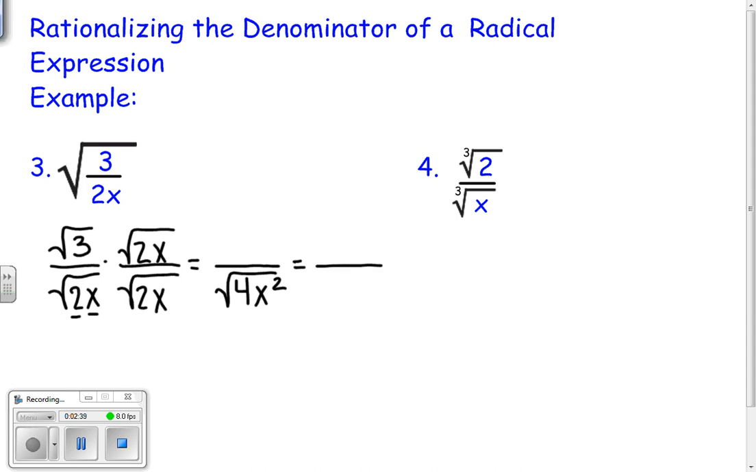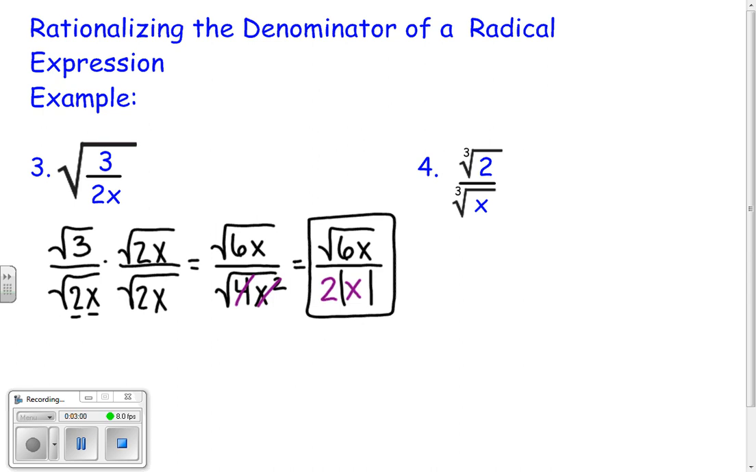I'll see this one all the way out. The square root of 4 is 2, and the square root of x squared is x. On the top, the square root of 3 times the square root of 2x is the square root of 6x. 6 isn't a perfect square and can't be written as the product of one and another, so it just stays as the square root of 6x. You did start even and end odd, so you need absolute values around the x.